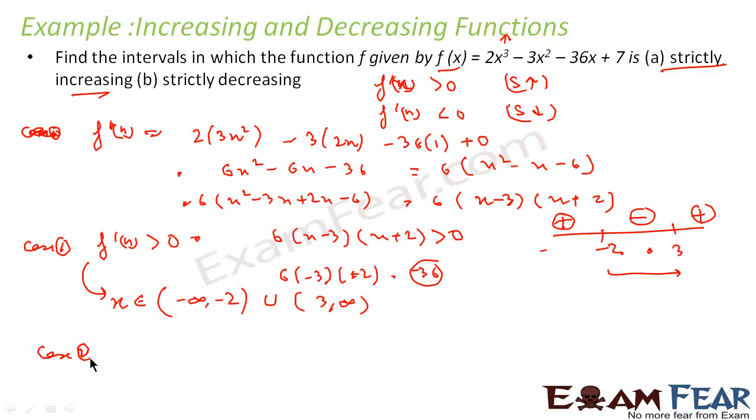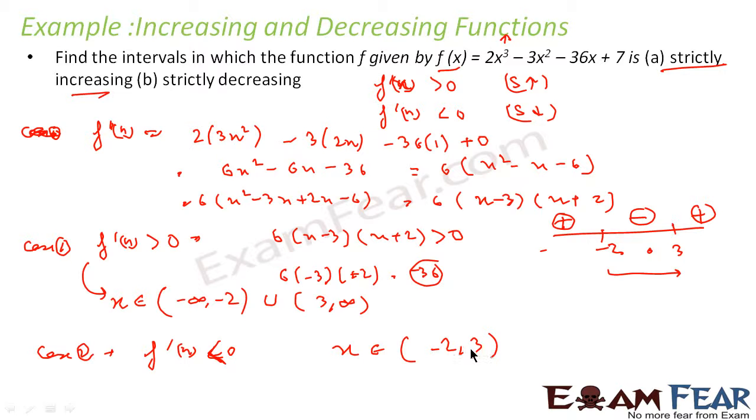Similarly for case 2, my f dash x is less than 0. So less than 0, that means my x is a member of minus 2 to 3. And please note, it is all open interval. Why? Because I'm talking about strictly increasing. So it is greater than, it is not greater than equal to. Correct? It is greater than, it is not greater than equal to, or less than, not less than equal to. So it is all open interval.